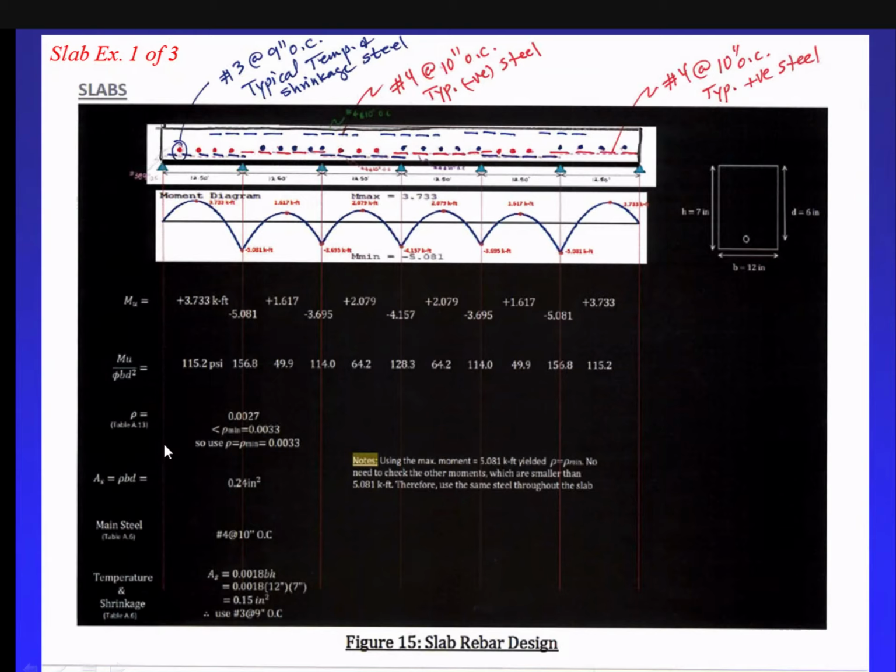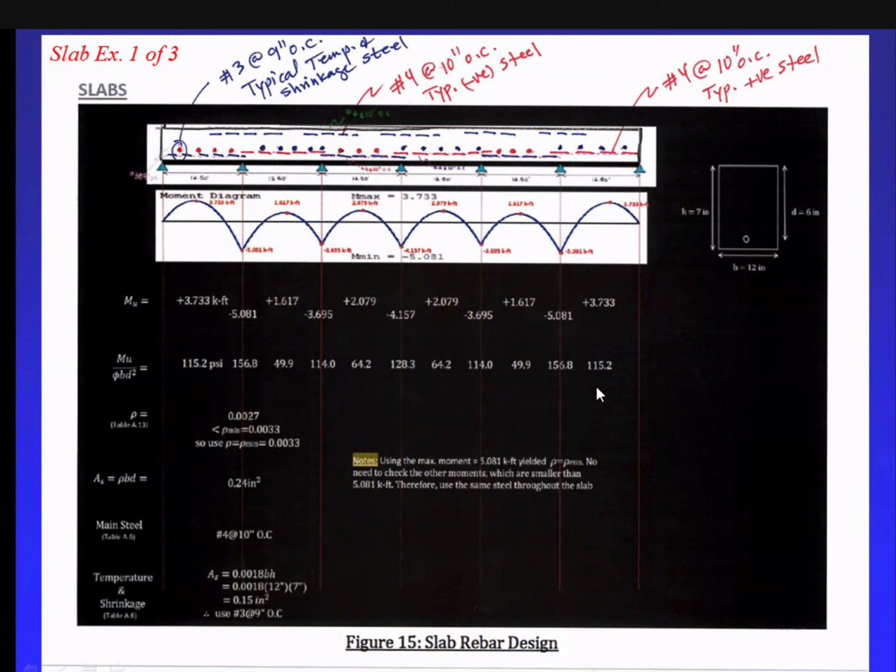Because the spans are small, and then the load is small, and then the thickness is small. And then look at this. Again, we're using mu over phi bd squared. We're not using the complicated ways they did those examples. Remember, they gave us like 4 or 5 methods to do design. We said the easiest way and the practical way is this one, when you do mu over phi bd squared.